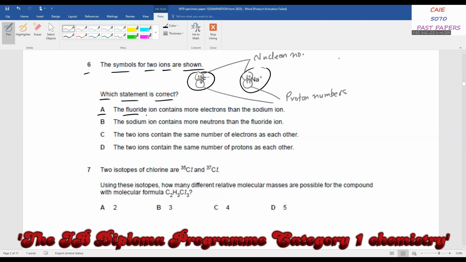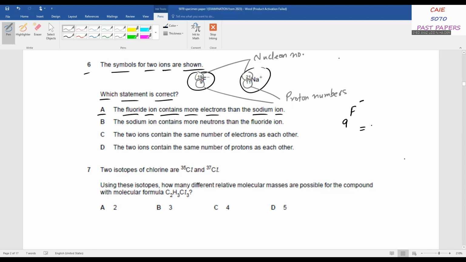A, the fluoride ion contains more electrons than the sodium ion. Look at the charge on the fluoride ion. It is minus, which means it has one extra electron. The proton number of F minus is 9, and minus means it has gained one more electron. So the total number of electrons for F minus will be 9 plus 1 is equal to 10.